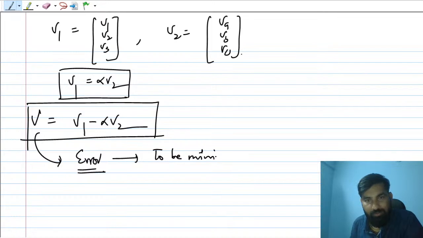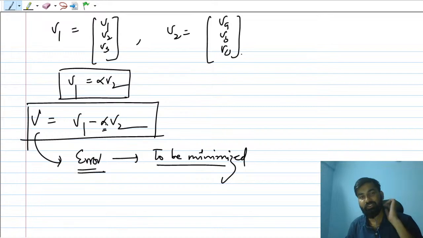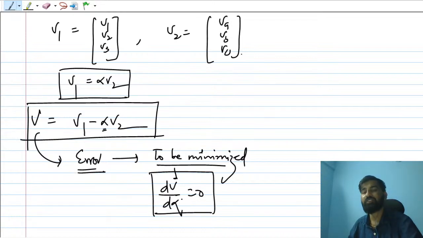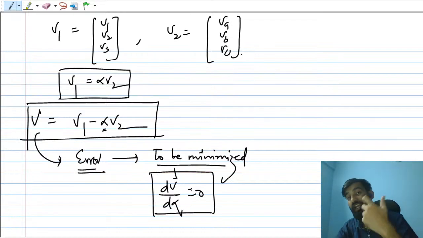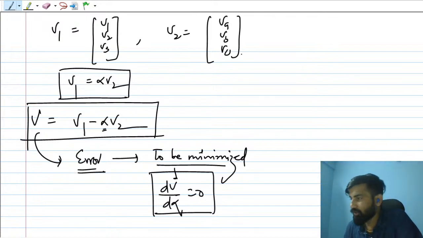To minimize this error, how do we do it? Everybody knows, by differentiating, right? If you want to find the alpha here, you can minimize this error because your v1 is alpha times v2, so you can differentiate this, dv by d alpha equal to 0, right. So you will get the value of alpha as well, okay. At that value the error will be minimized, okay. This is one of the very important concepts.